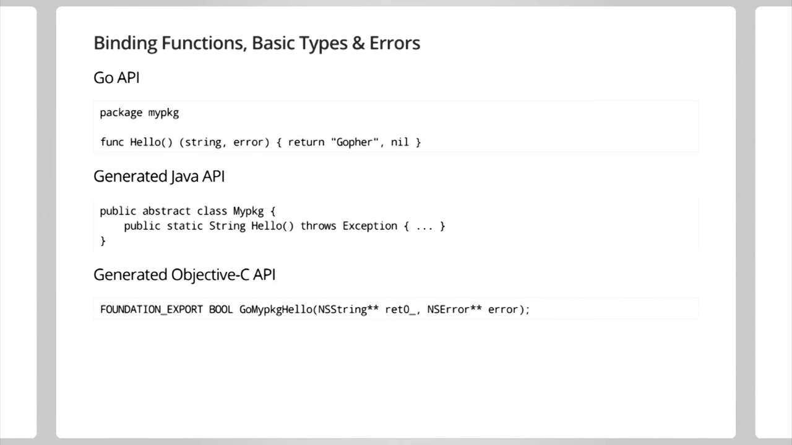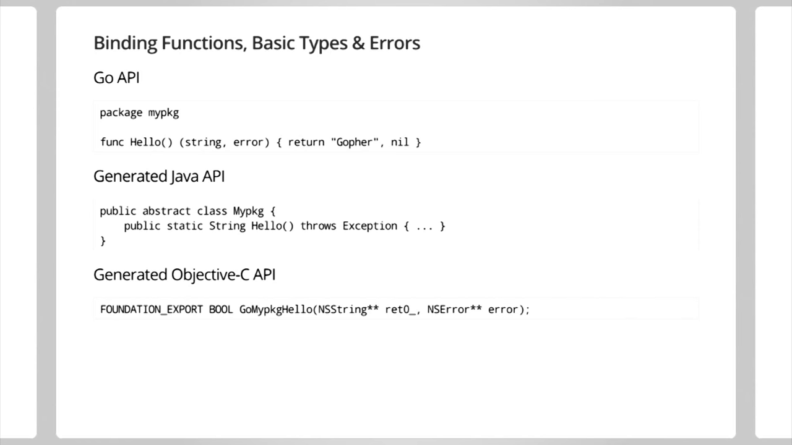And if we use the Go bind tool to generate a Java language binding, it will create a my package Java class that has a static method hello that returns a Java string type. And the second return type, error, will be translated as a Java exception. Unfortunately, Java doesn't understand multiple return values. So there is a limit on the number of return values you can return from your Go API: 0, 1, or if you want to return 2, then the second one must be the error type.